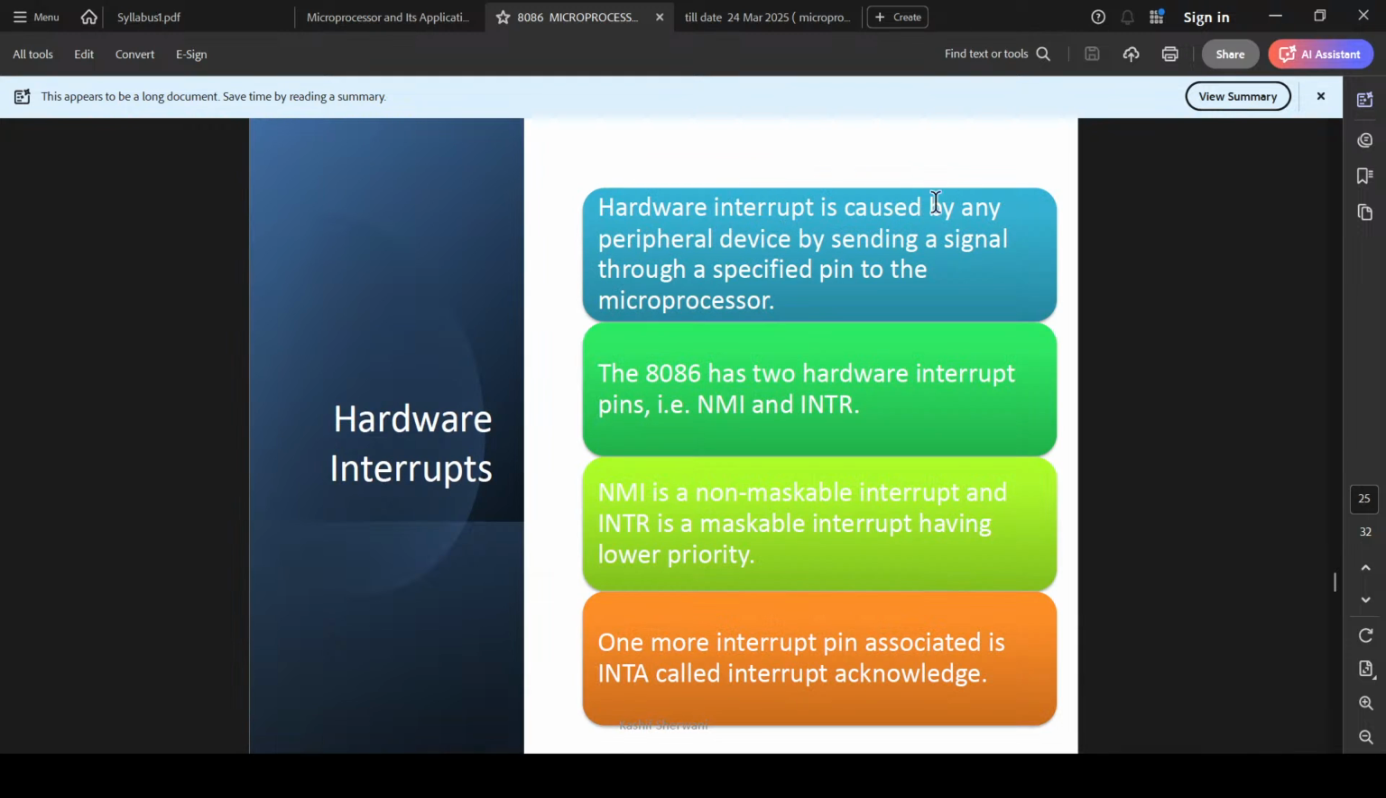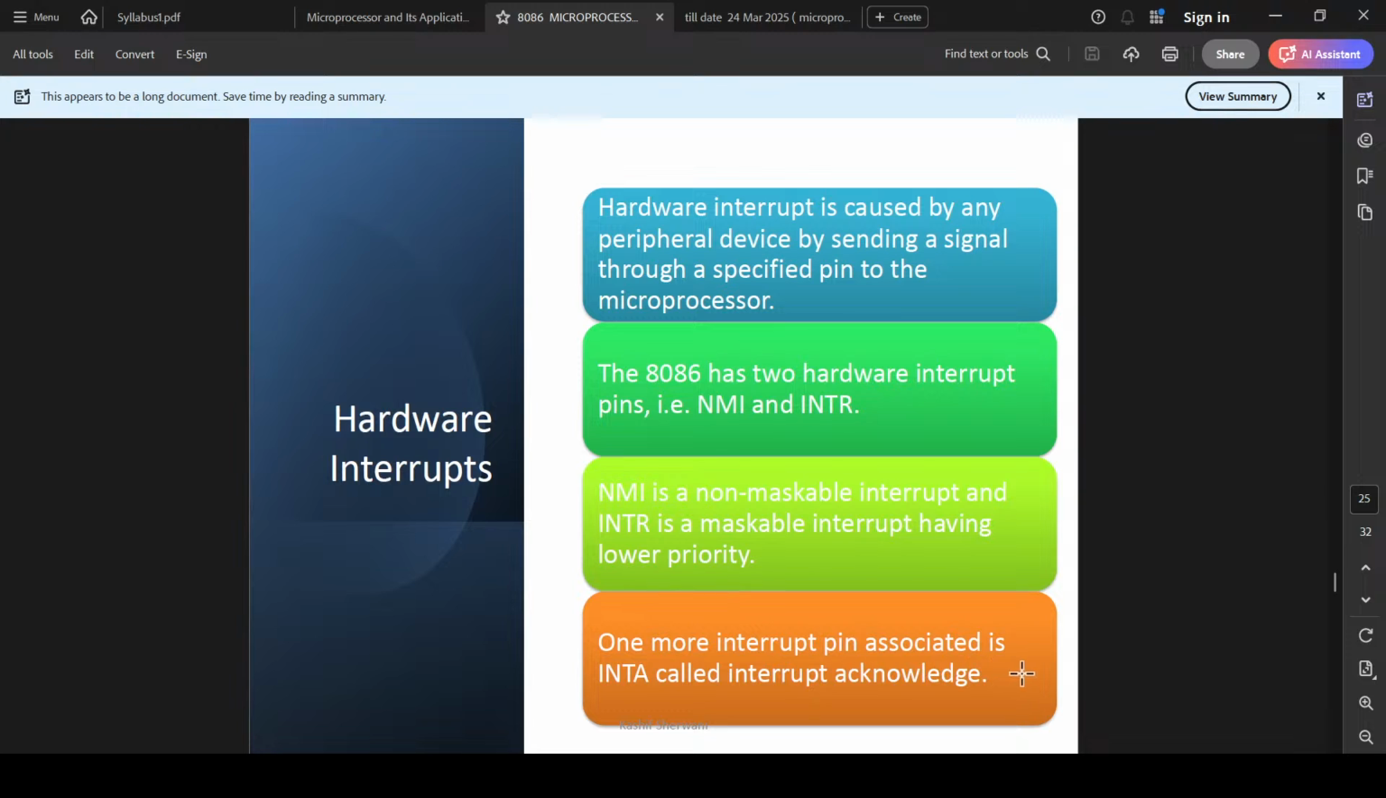These hardware interrupts can be caused by peripheral devices like keyboard, mouse, by sending a signal through a specified pin in the microprocessor. The 8086 has two hardware interrupt pins. Let's write it. NMI and INTR. NMI is a non-maskable interrupt and INTR is a maskable interrupt. So NMI, INTR.